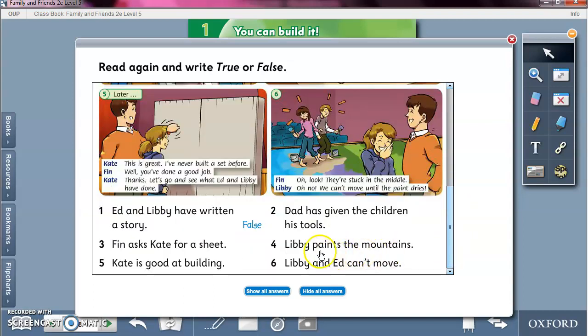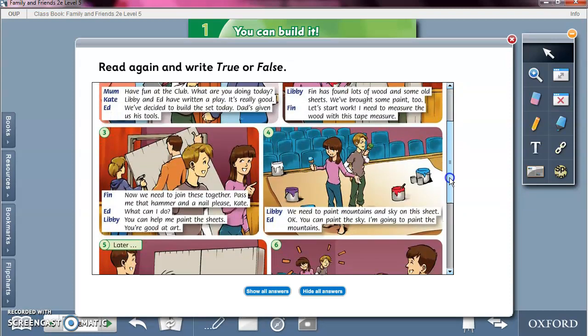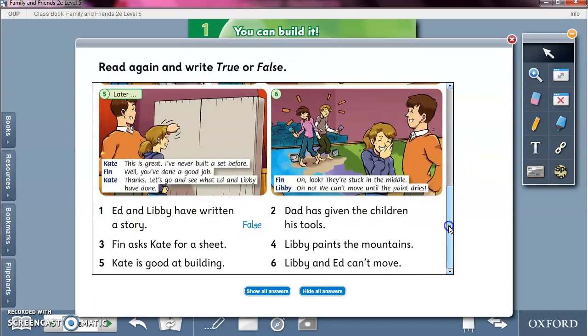Okay, sentence number 4. Libby paints the mountains. Let's move and see what we have. Libby said we need to paint mountains and sky on this sheet. Ed, okay, you can paint the sky. Ed said to Libby, you can paint the sky. So Libby will paint the sky and Ed is going to paint the mountains.